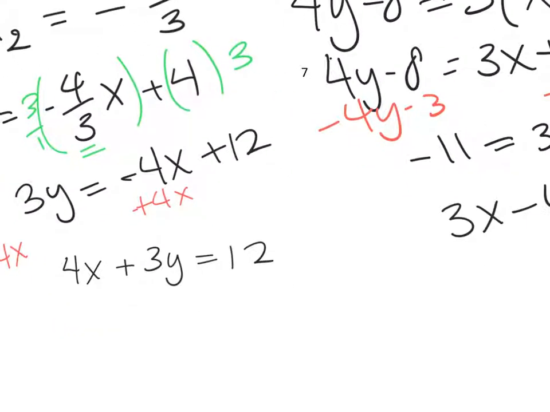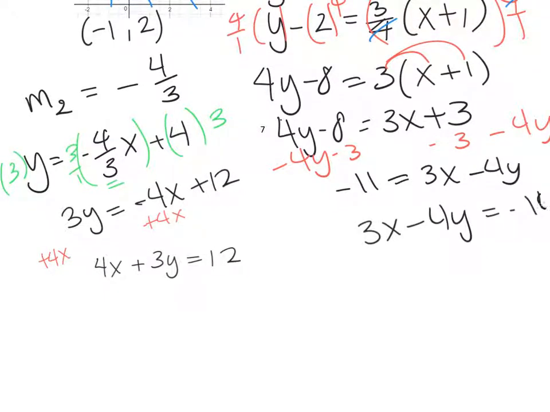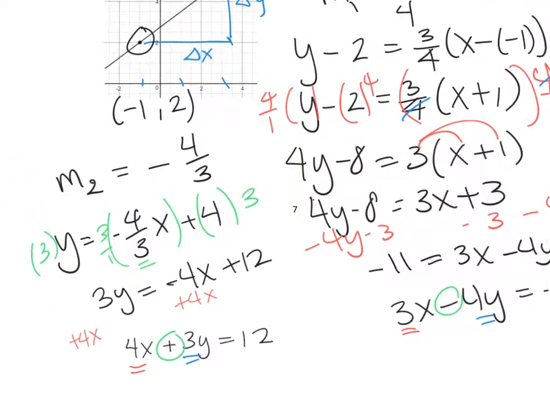And notice if I do a comparison of these two, let me zoom out. Notice if I do a comparison of these two, what happens? What happens to the coefficient on x? What happens to the coefficient on y? And then lastly, what happens to the sign between these two when they're perpendicular? Something to contemplate.